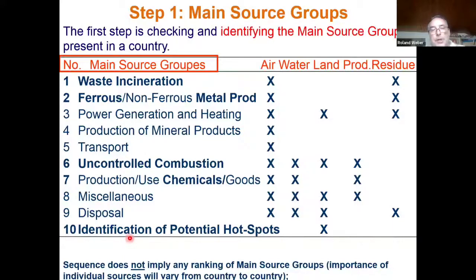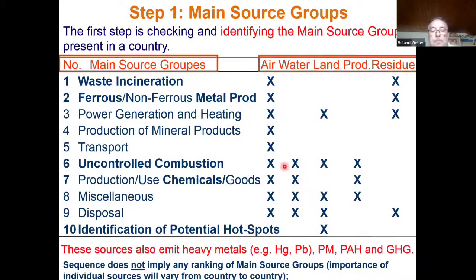The largest emissions are normally from category 1 incineration, category 2 ferrous and non-ferrous metal, and uncontrolled combustion. Depending on the country, it can also come from chemicals. What the toolkit has is different emission factors for the different main release routes. For example, an incinerator has releases to air, but also to the ashes. So you have emission factors for air and ashes, and this depends on the different sources, what kind of emission factors the toolkit gives.